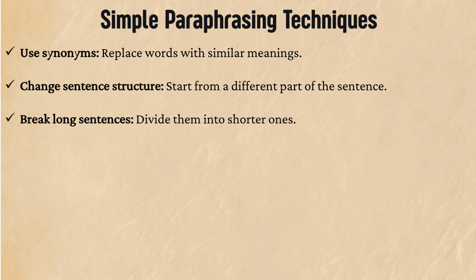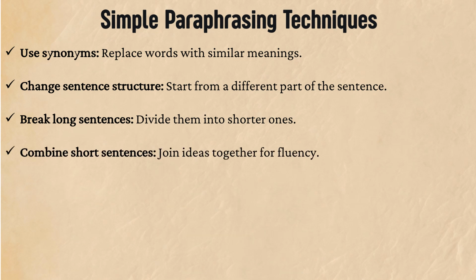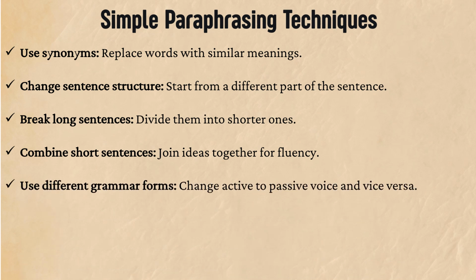If you have found information that has complex and compound sentences and those sentences are too long, you can break them into shorter sentences. Combine short sentences. If you find the sentences are too short, then you can join them together using conjunctions, and you can join the similar ideas together for fluency when you are paraphrasing. Lastly, you can use different grammar forms. If you have the sentence in an active voice, you can change it to passive, and if you have it in a passive voice, you can change it to active.